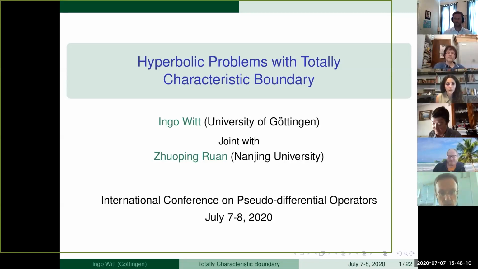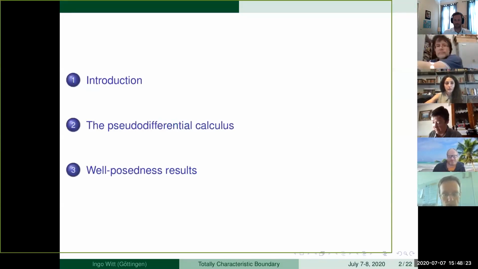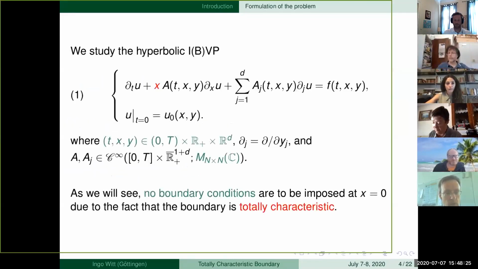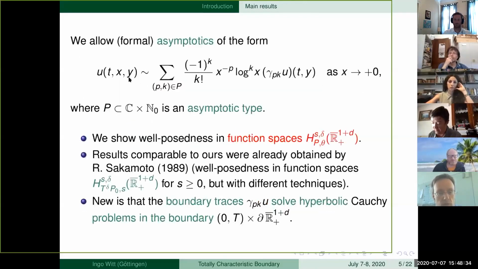Okay, I'm going to talk about joint work with Wan Chopeng of Nanjing University. And our problem is hyperbolic boundary problems with totally characteristic boundary. So we are interested in first order n by n systems of that form as shown here.